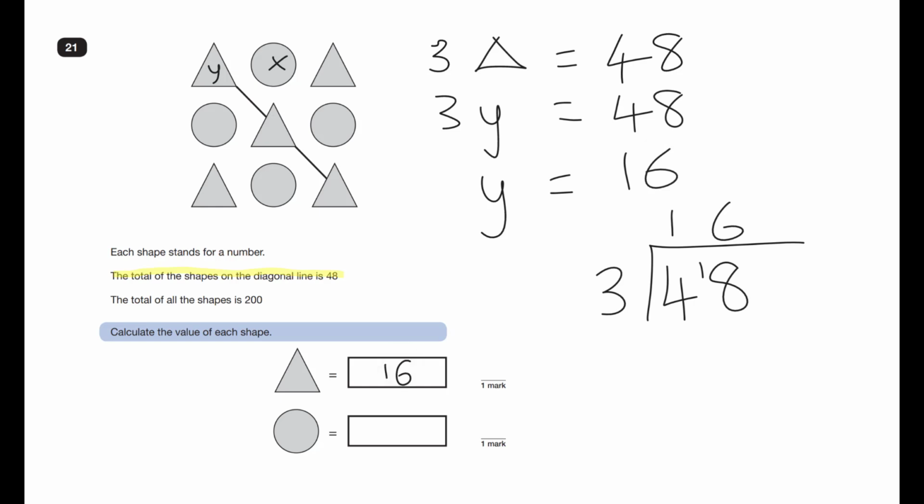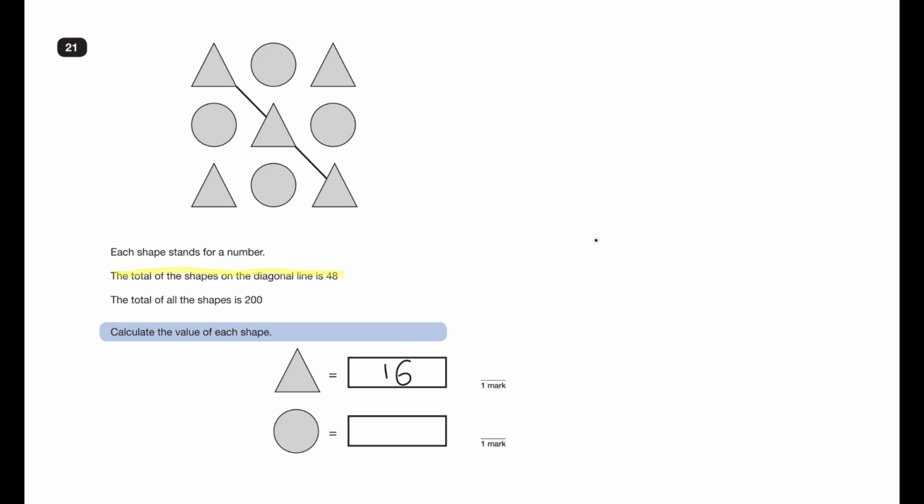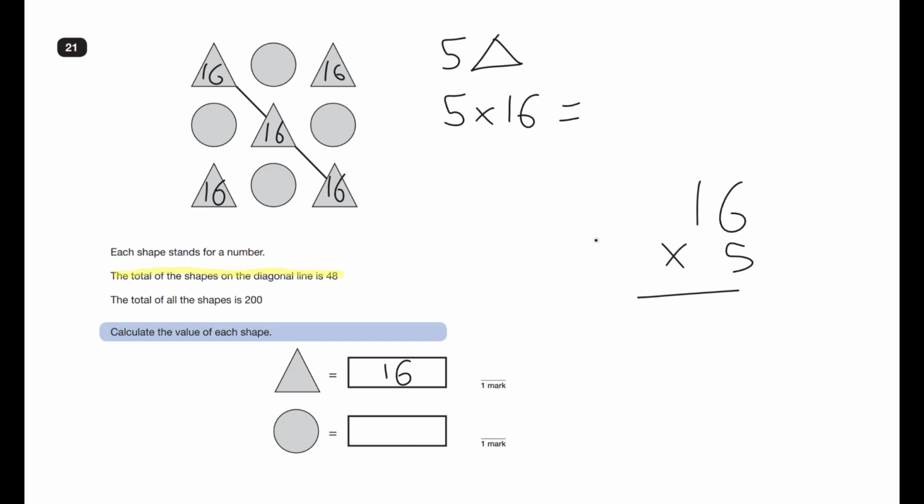Now, once we know what a triangle is worth, it's going to help us to find out what a circle is worth. What we can do is something called substituting. Now that we know that the triangles are worth 16, we could simply label them. So how many triangles do we have altogether? We have 5, which is the same as 5 times 16. So you could do multiplication like this. 5 times 6 is 30, 1 times 5 is 5, plus 3 is 8. So we know that the 5 triangles add up to 80.